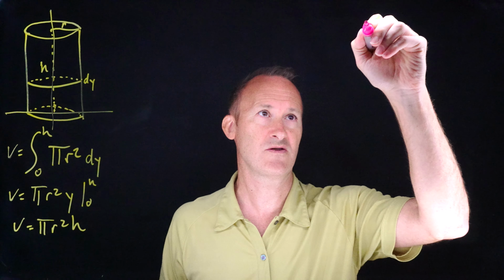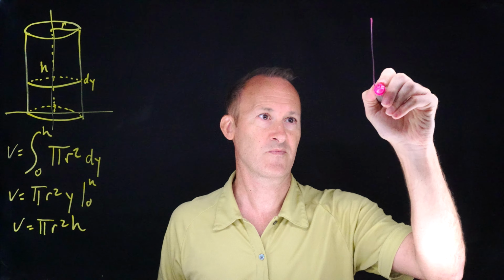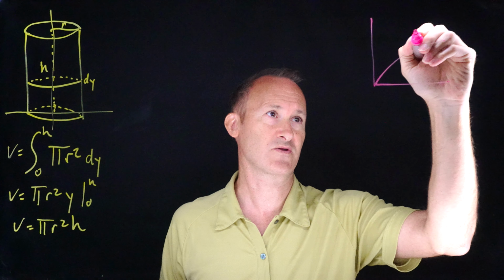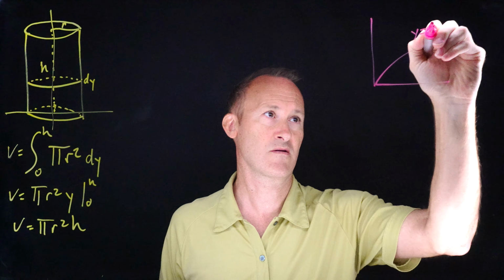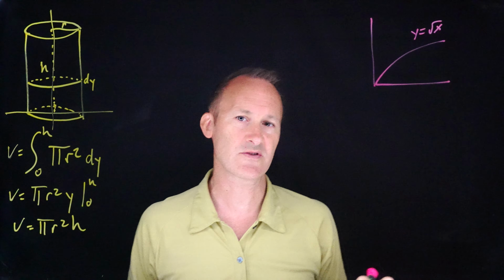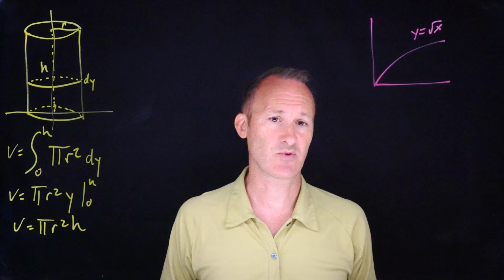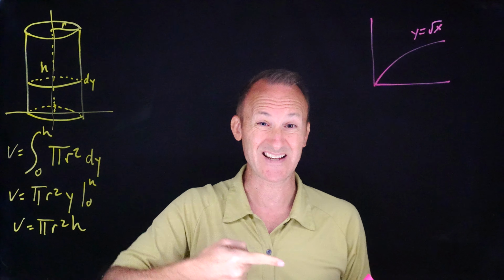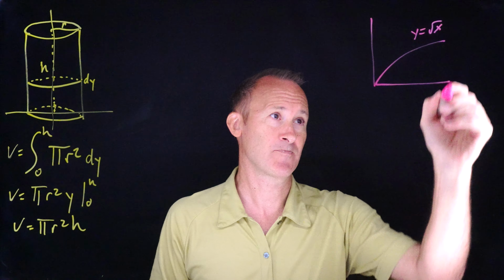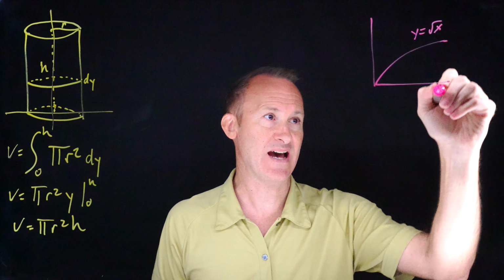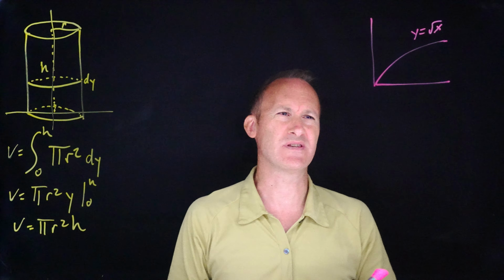And that might be that you have some kind of a curve. So let's take the curve y equals the square root of x. And what you often do with this curve is you rotate it around something. In this particular case, we're going to rotate it around the x-axis. So that's kind of interesting. And if you rotate this around the x-axis, you think, well, what do you get?